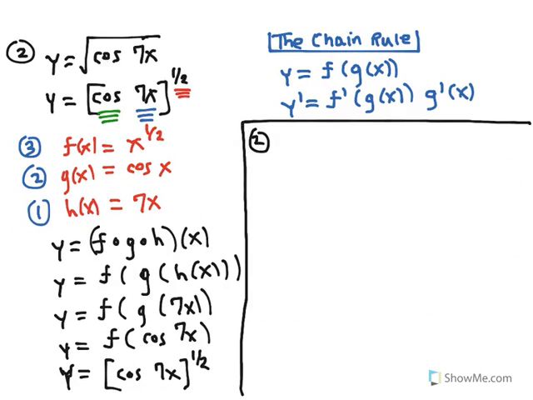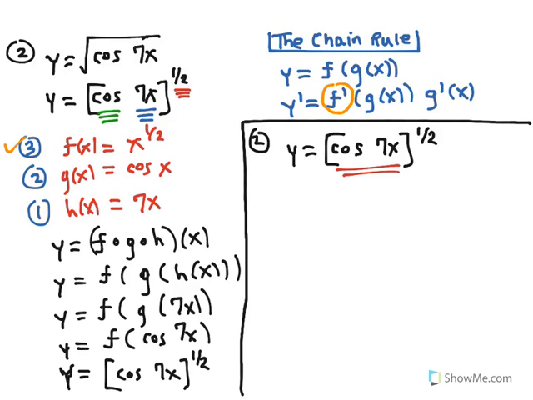So here we have number 2, and our function is y is equal to the square root of cosine of 7x, which we can also write as cosine of 7x raised to the 1/2 power. To find the derivative of this composition of three functions, we will use the chain rule. The outside function is the square root function, x to the 1/2. So we need to begin by finding the derivative of the outside function evaluated at the inside function of cosine of 7x, which itself is a composition of two functions.